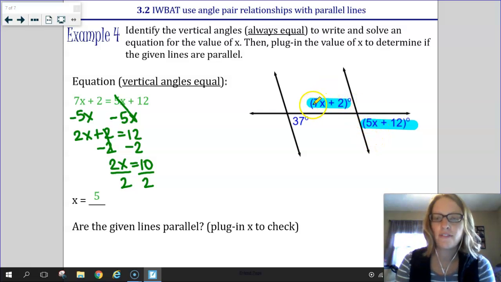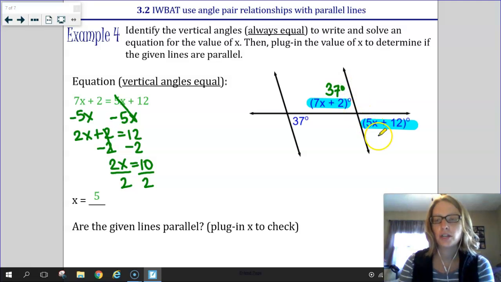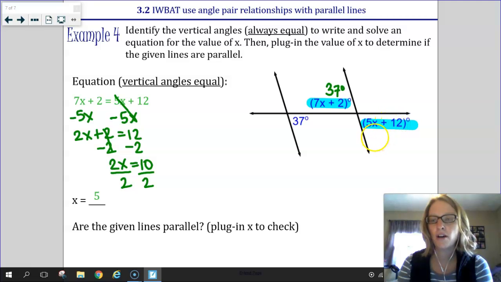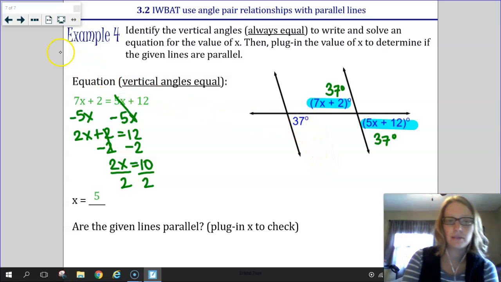So let's start here. If I do 7 times 5, that's 35, plus 2, this angle would be 37 degrees. Let's check the other one. 5 times 5 is 25, plus 12 is also 37 degrees. So the final step of this problem says to determine if the given lines are parallel. So are these two lines that cut through the transversal parallel? Well, I can now say yes for two different reasons.